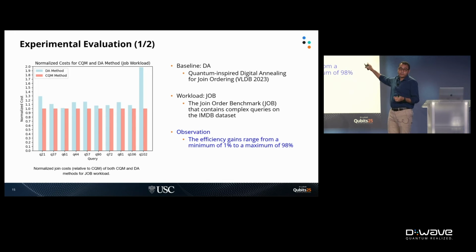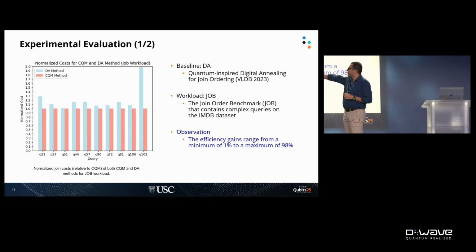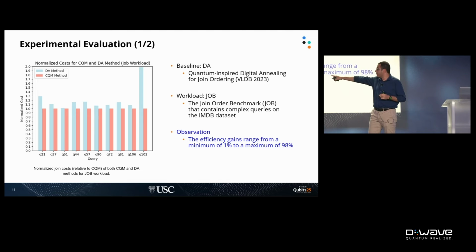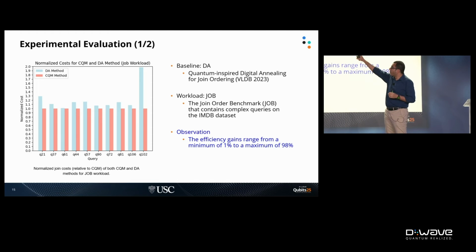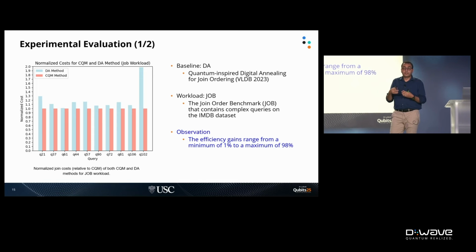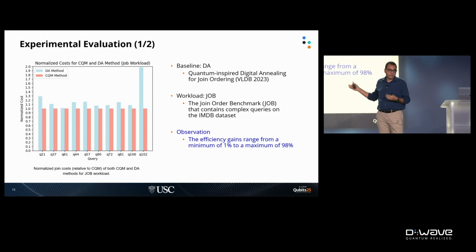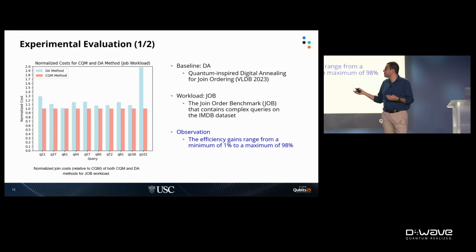And we used the JOB workload. This is the join order benchmark, a standard workload for evaluating complicated join queries. On the x-axis here, you can see the different queries that we are using. These are the IDs of the queries. On the y-axis, we have the cost that we get after choosing the join order with whatever baseline that we have, with our order.